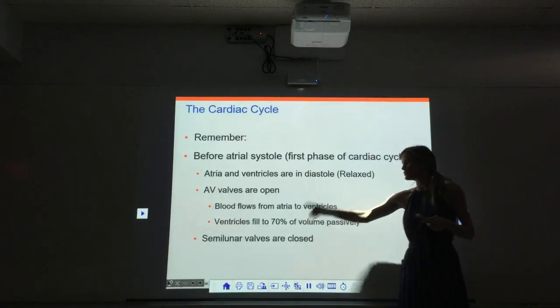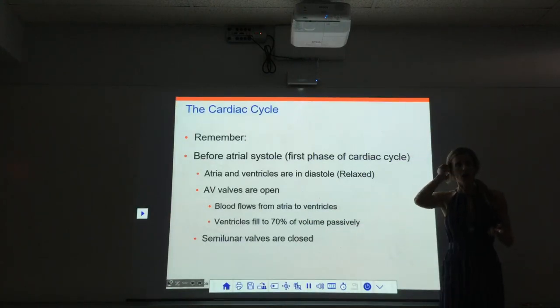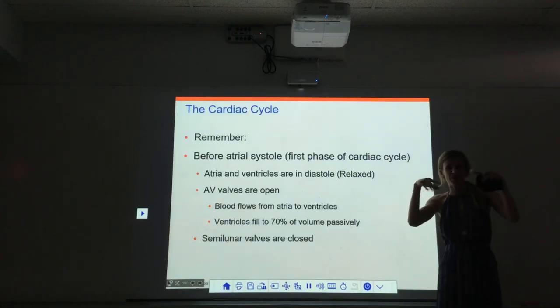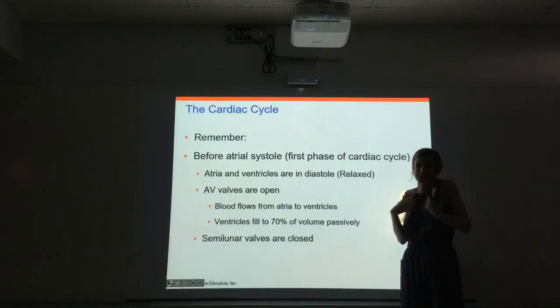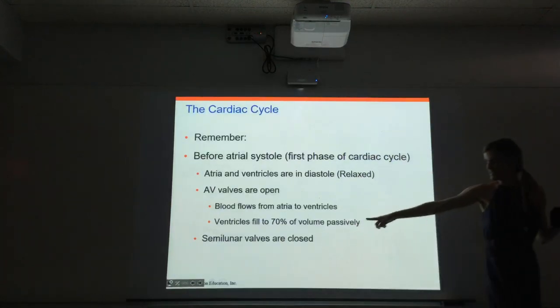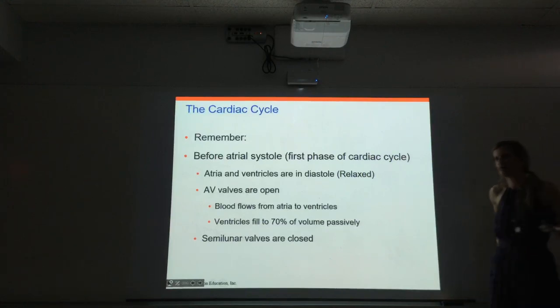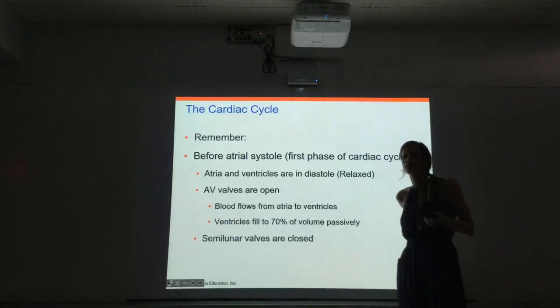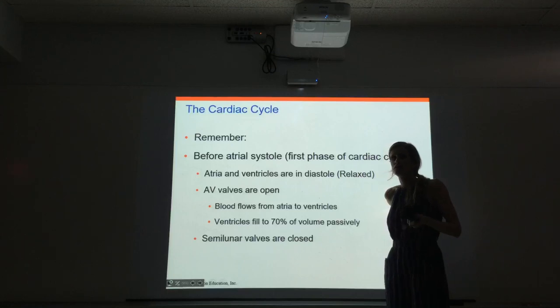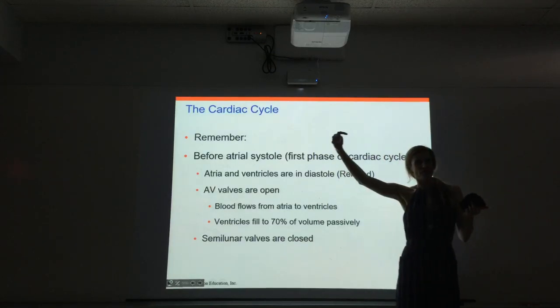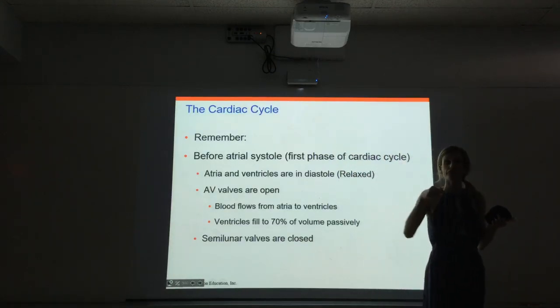And again, I've said this a few times, but the ventricles fill about 70% of volume passively like this, which is why you can live with AFib. Why you can live when your atria aren't working, because your ventricles are gonna get a large volume of blood anyways. Okay, the semilunar valves are shut when we start. Why? Because we don't want the blood to go back to the heart from the arteries into the ventricles.